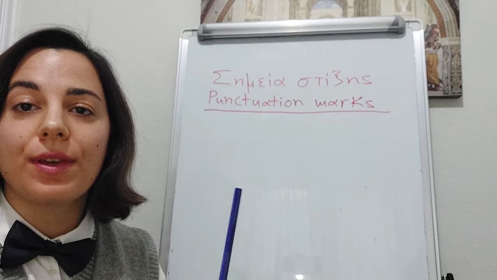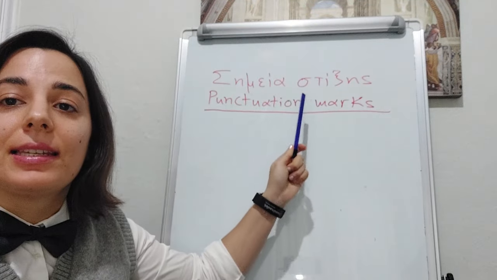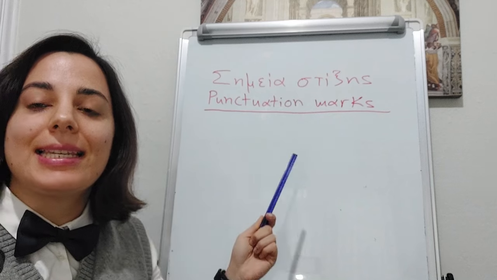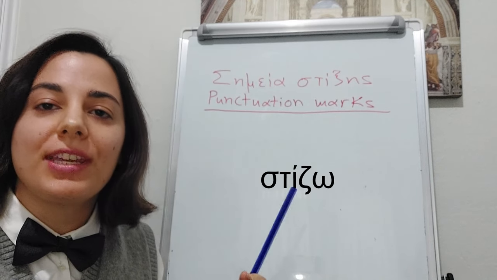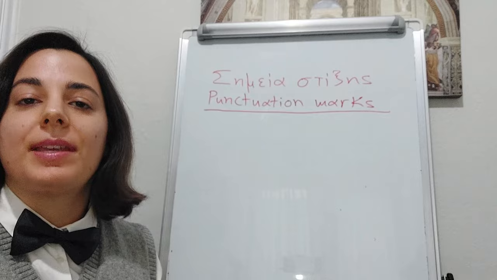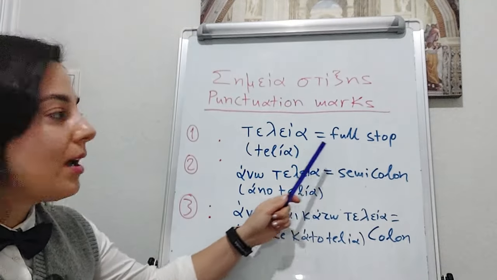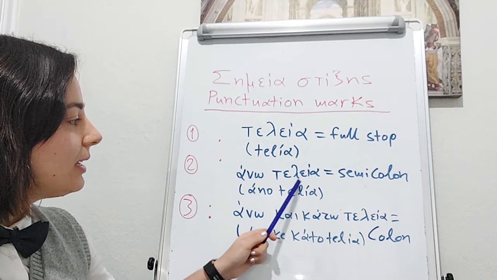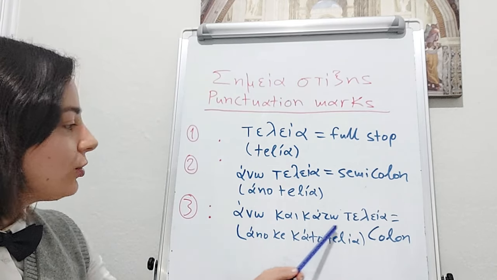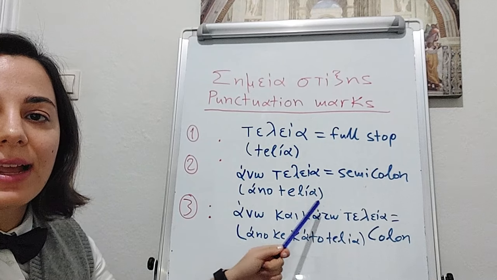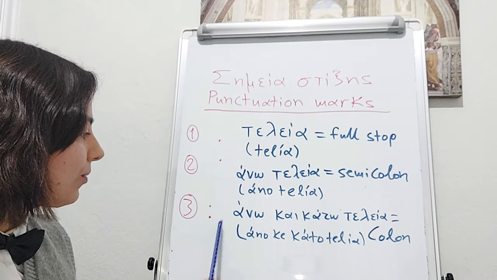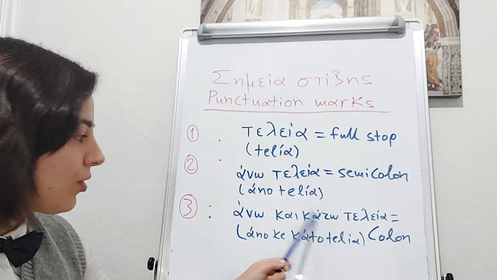Today you will learn about the σημεία στίξης, punctuation marks. Στίξη comes from the ancient Greek verb στίζω, that means to mark something. So, let's begin. Τελεία is the full stop. Άνω τελεία is the semicolon. And άνω και κάτω τελεία. Άνω και κάτω means up and down, άνω and κάτω.